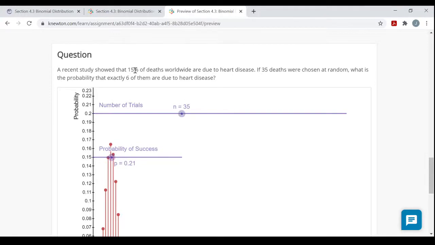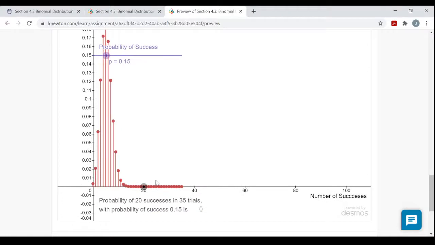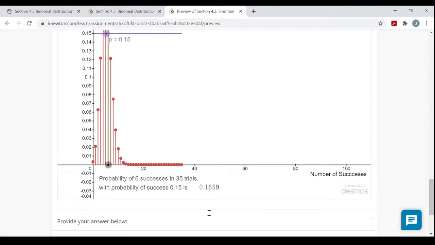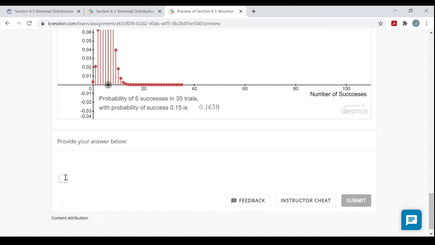The probability of an individual death, one trial, being due to heart disease was 15%. So the probability of a, quote unquote, success here is 0.15. So I move this probability of success slider to 0.15. Again, sensitive stuff. So 35 trials, 0.15 probability of success on each trial. They want, what's the probability that exactly 6 of them are due to heart disease? So I move this black dot down here to where we look at the probability of exactly 6 of them. Probability of six successes is 0.1659.